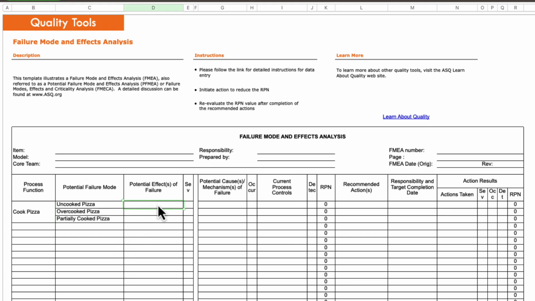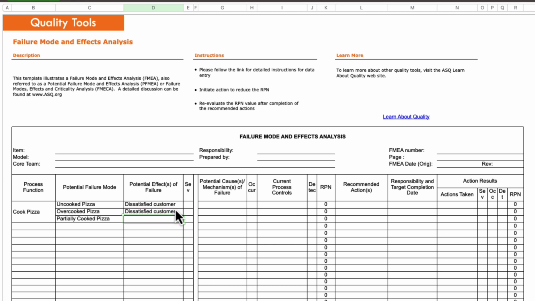Now you want to think about the potential effects of the failure. When you're thinking about the potential effects of the failure, you want to think about what the customer is experiencing because of an uncooked pizza. For an uncooked pizza, we might say that they're dissatisfied. Dissatisfied customer. Because they're going to be unhappy. It's uncooked, and they're going to know it's uncooked because you can tell when a pizza is completely uncooked. And the same thing for overcooked. If a pizza comes out burned or has burned edges, they're going to be dissatisfied. They're not going to eat the pizza, and they're not going to be happy.